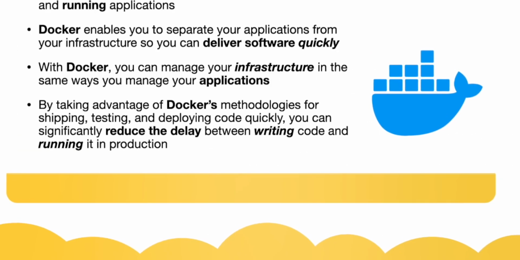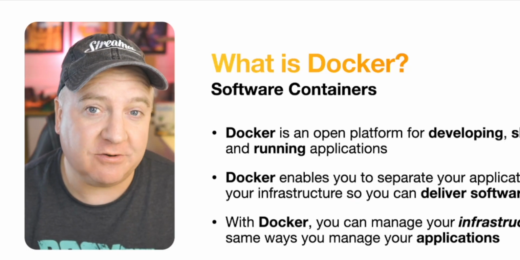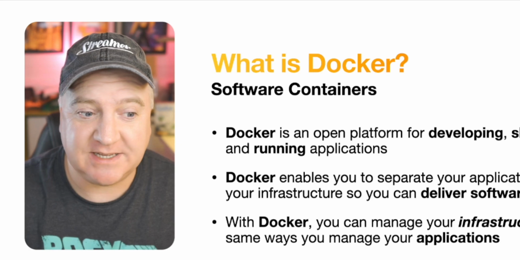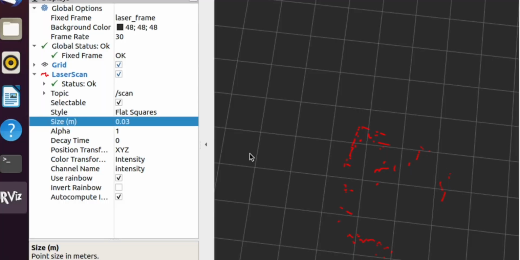By taking advantage of Docker methodologies for shipping, testing and deploying your code, you can significantly reduce the amount of time between writing code and then running code in production. But for us, it's going to make it really easy to install multiple versions of ROS with different configurations if we wanted to on one machine.